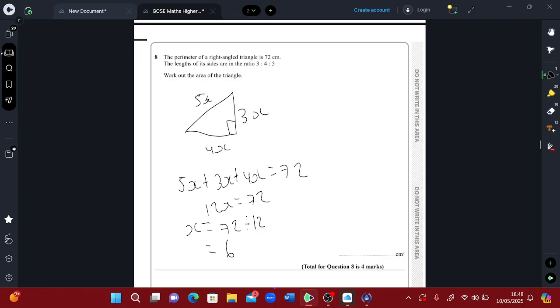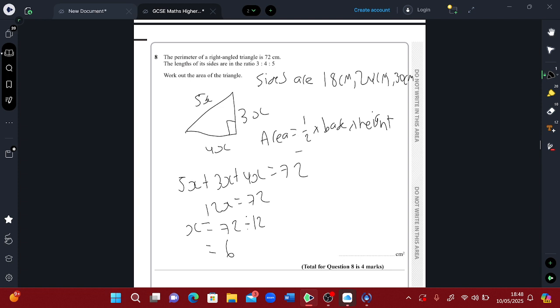Lovely jubbly. So therefore we know what the actual sides are now. 3 times 6, which is 18. 6 times 4, which is 24. And then 5 times 6, which is 30, not 50. Got confused. I had 5 on my mind there, so I wrote 5. No, 30. So these are the actual sides. And so the area is obviously, like we saw before, half times base times height.